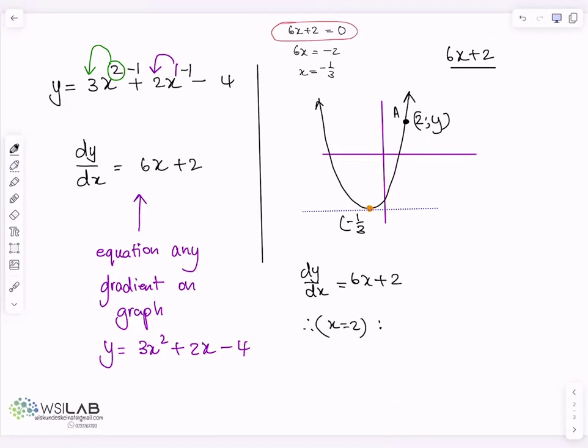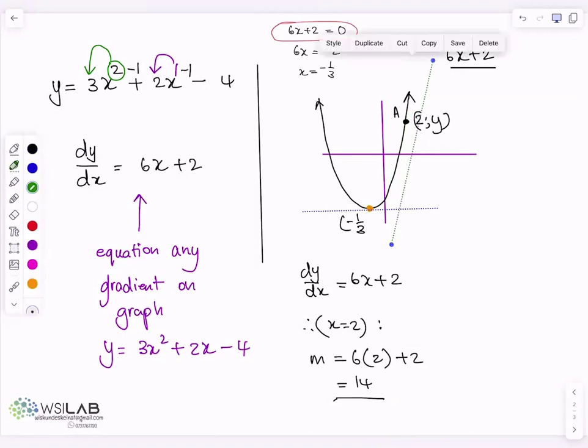I can just do this. Therefore, 6 times 2 plus 2 is the gradient. And that is 12 plus 2, that's 14. So at that specific point A, the gradient is 14. It looks right. Look, it's a positive gradient and it's very steep, isn't it? Yeah. It looks quite steep, yeah. Yeah, so that's it. That's why we're doing derivatives.